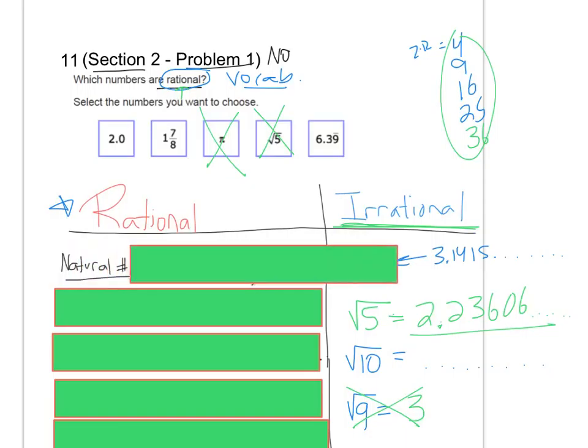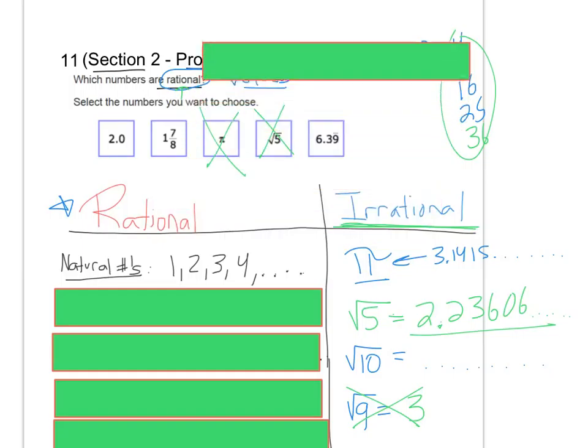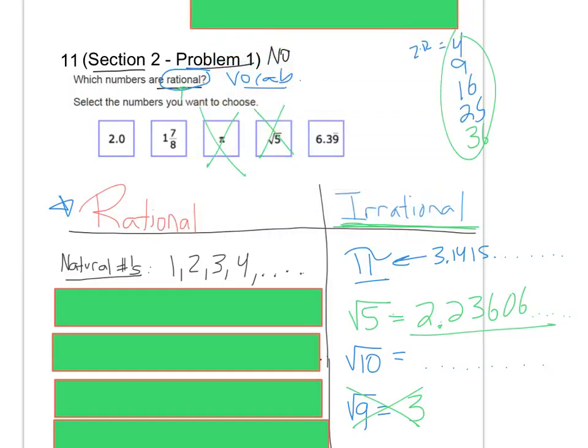The first subgroup is natural numbers. A natural number, I like to think of as things that you'd see more in nature. In nature, you count things as ones, twos, threes. So a natural number is 1, 2, 3, 4. Negative numbers are not natural numbers, and 0 is not a natural number. There's no decimals, it's just 1, 2, 3, 4, 5, 6, 7, and so on.